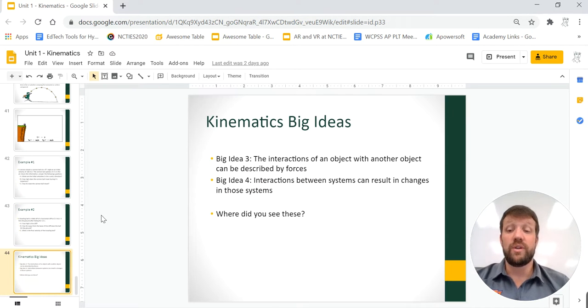And I just want to revisit our very last slide, our kinematic big ideas. Big idea 3, interactions of an object with another object can be described by forces. These things don't start moving, like that cannon firing an object, without some interaction between two different things. And then interactions between systems can result in changes in those systems. Again, that interaction happening is what causes the velocity to occur and for the object to begin moving.